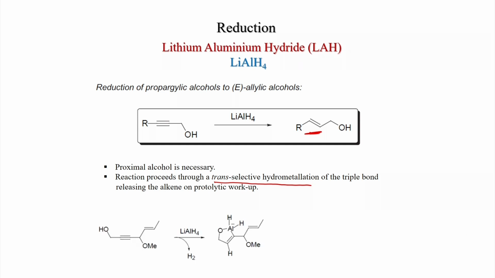So, this is the mechanism: the alcohol binds with aluminum, and the hydride delivery takes place from this side. You can see this is the hydride, and now this species will be generated after elimination of hydrogen, and now after a proton source you can see this and this are trans to each other. So, you get a trans allylic alcohol.